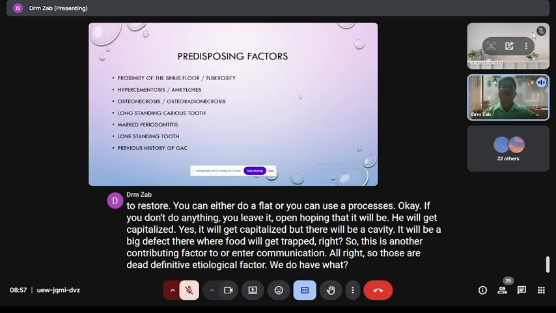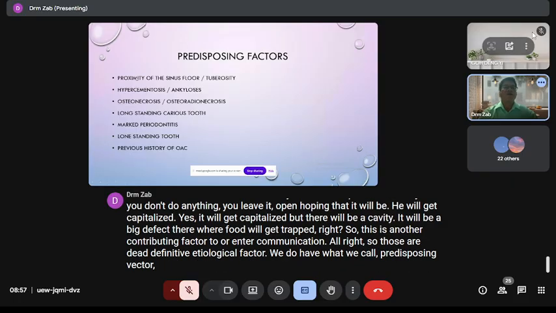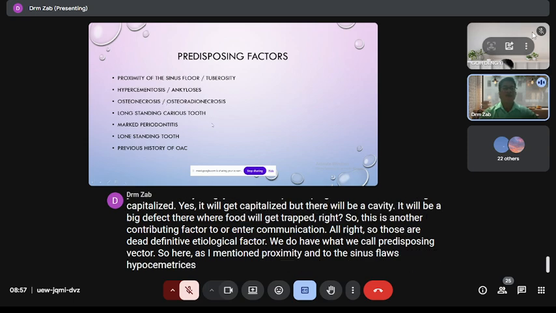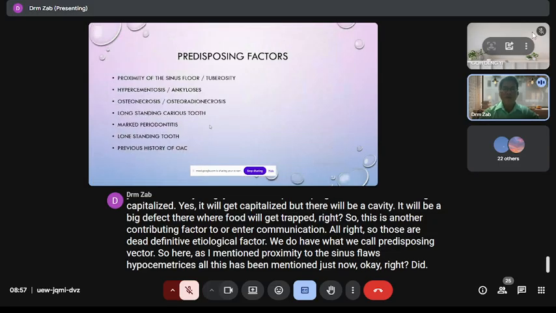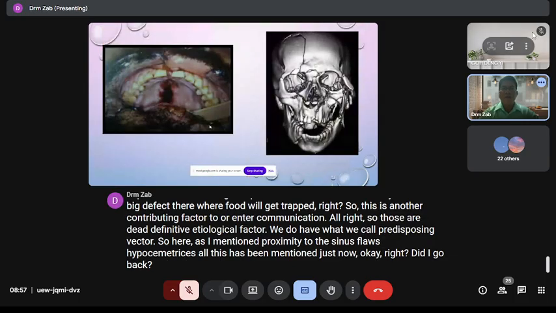We do have what we call predisposing factors. So here, as I mentioned, proximity to the sinus floor, hypercementosis, all this has been mentioned just now. Okay, all right. Did I go backward? Hang on.